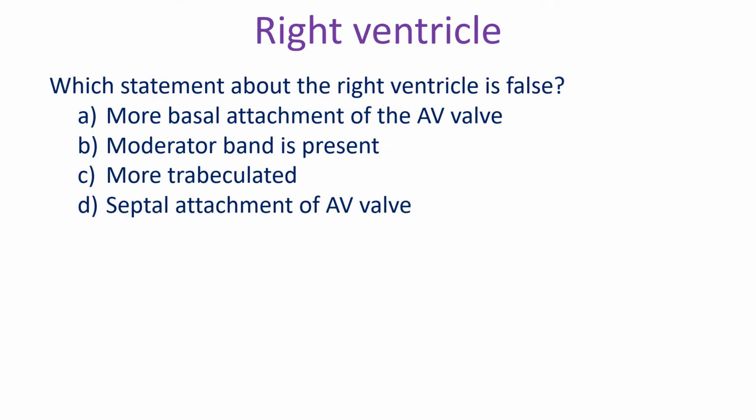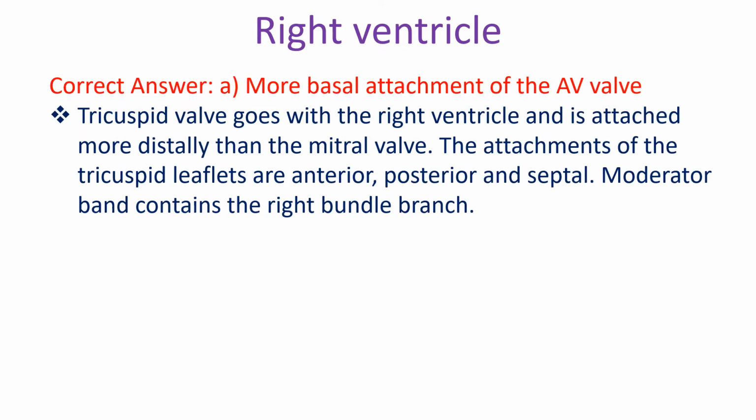Which statement about the right ventricle is false? A. More basal attachment of the AV valve, B. Moderator band is present, C. More trabeculated, D. Septal attachment of AV valve. Correct answer A. More basal attachment of the AV valve. Tricuspid valve goes with the right ventricle and is attached more distally than the mitral valve. The attachments of the tricuspid leaflets are anterior, posterior and septal. Moderator band contains the right bundle branch.